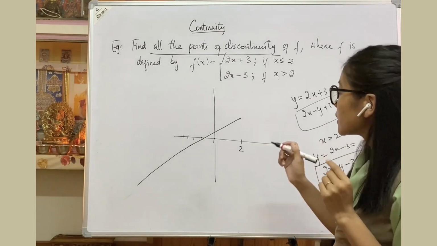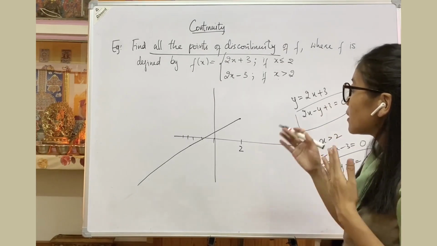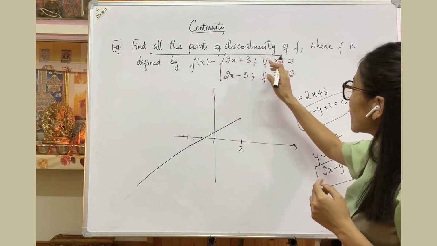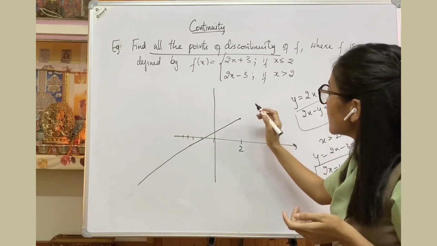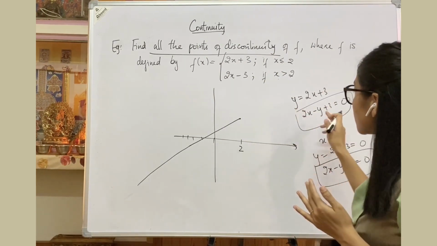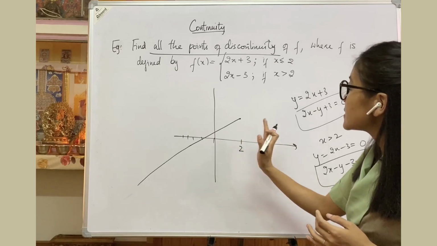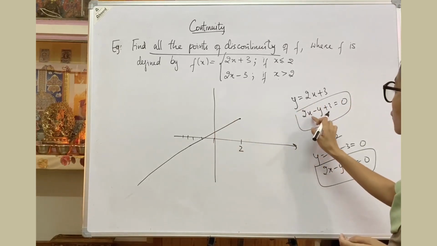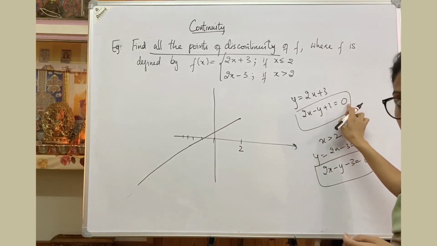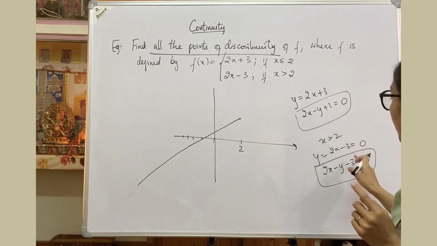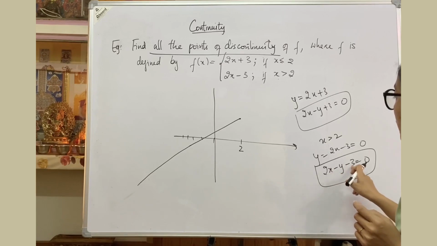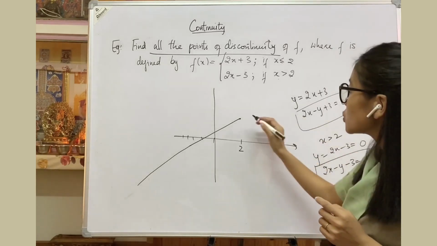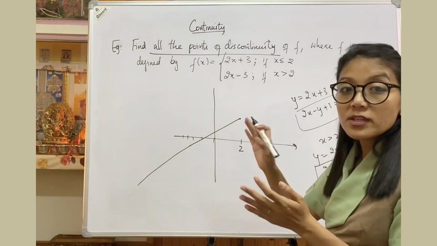But now the thing is, when this function is changing its behavior at 2, we get different possibilities. The one possibility we have is, even though the graph is changing, for x less than or equal to 2, the graph is 2x minus y plus 3 is equal to 0, the equation of the line. And when x is greater than 2, then the equation of the line is 2x minus y minus 3 is equal to 0. So the behavior of the graph will change.